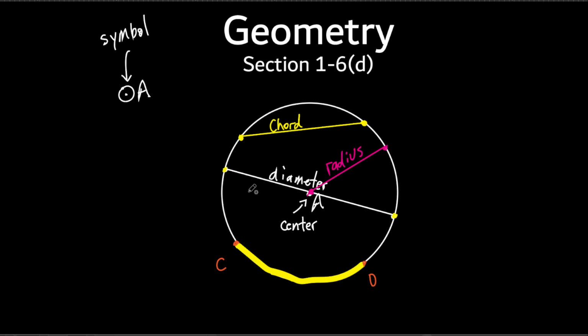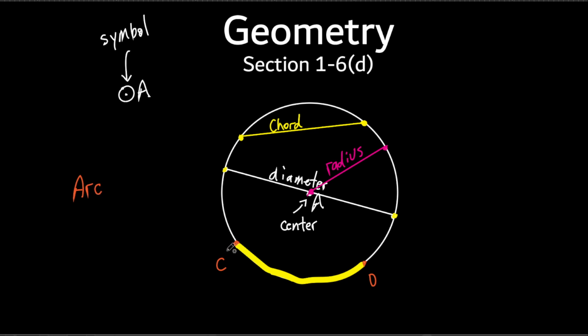Okay? We call this an arc. So it's part of the circumference, right? It's just a little chunk, a little piece of the circumference. So this right here is a little piece of the circumference. All right? We call this an arc.